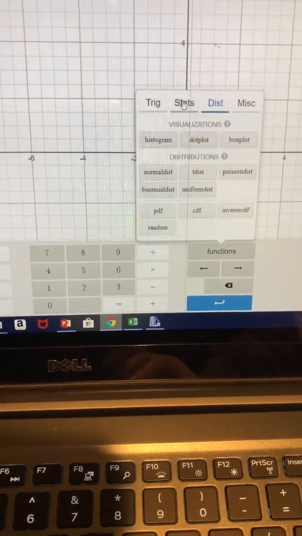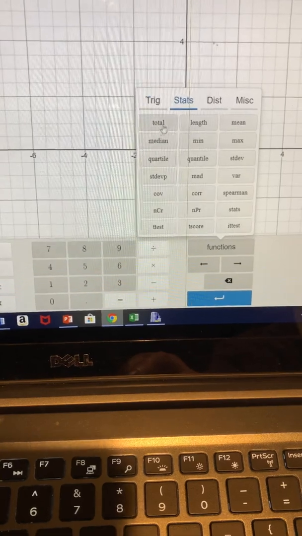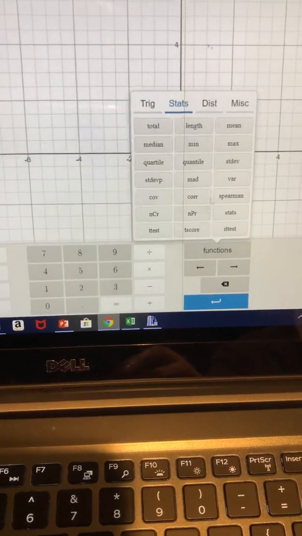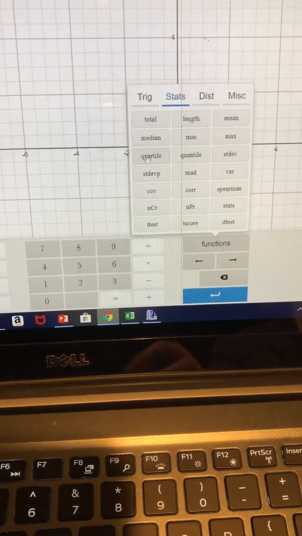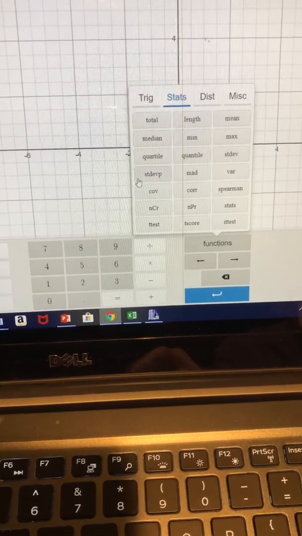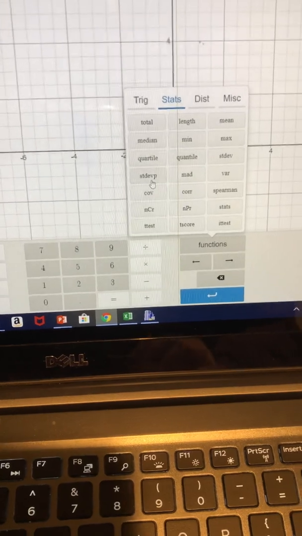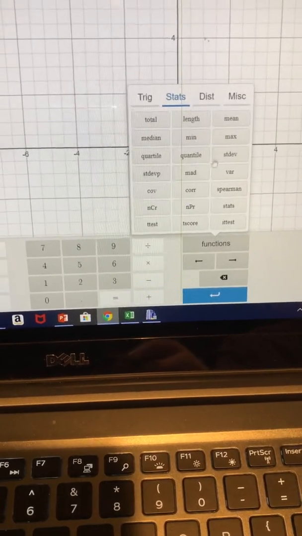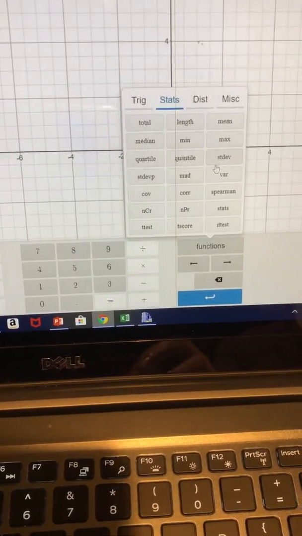And under stats, it has total and all this stuff here. So I had to look up a couple of them last night. So it has standard deviation. This is for the sample. Standard deviation P is for a population. So if you have a population, you want to click this one. If you have a sample, you want to click this one.